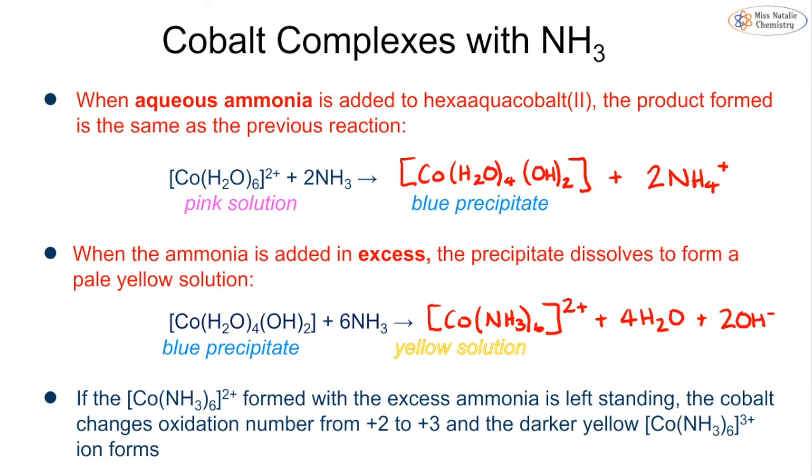If this new yellow solution is left standing, the oxidation number of the cobalt will change from 2+ to 3+, and this forms a darker yellow ion. And this is because it is being oxidized in air. So the oxygen in air is causing this change in oxidation number. And remember, we don't have to write out an equation for this. We just need to know that we go from a yellow solution to a dark yellow solution.